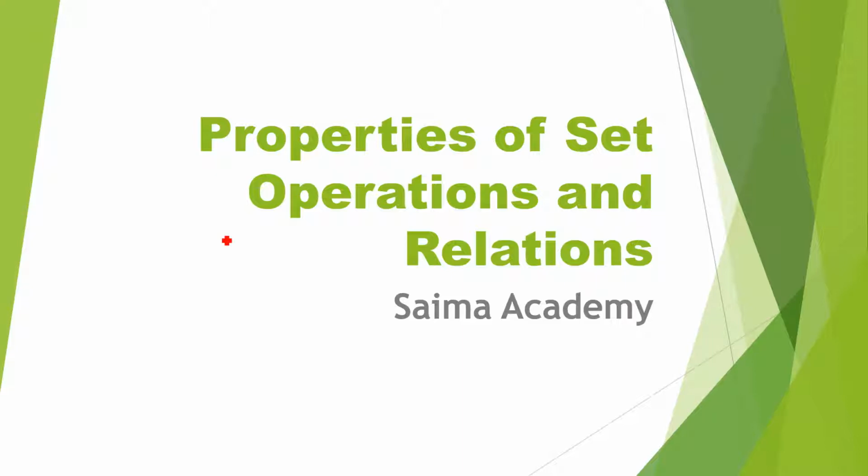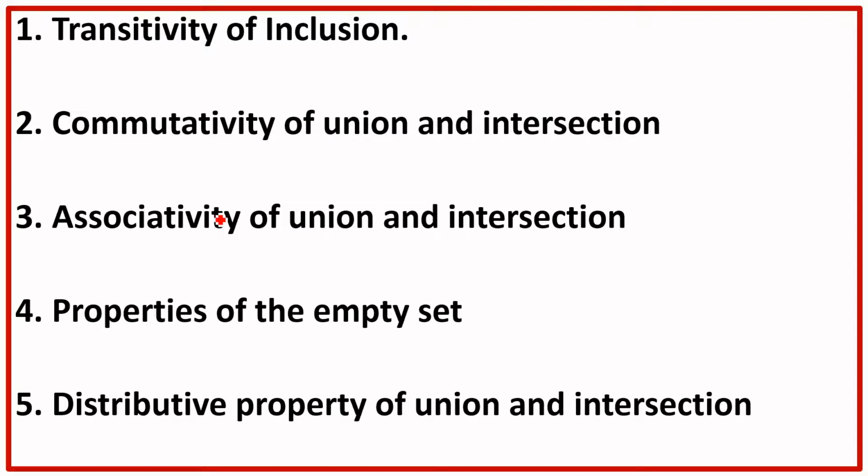In this lesson, I will explain to you about the properties of set operations and relations. So there are 5 properties. One by one, we will discuss all. The first one is transitivity of inclusion. Second is commutativity of union and intersection. Third is associativity of union and intersection. Then are the properties of empty set and the distributive property of union and intersection. So in this lesson, I will explain to you transitivity of inclusion.